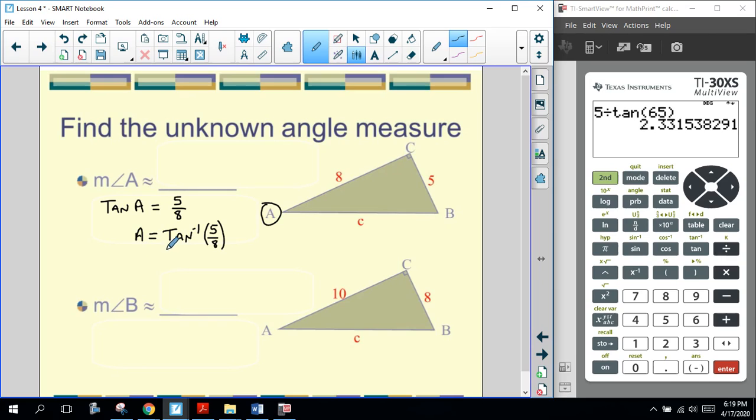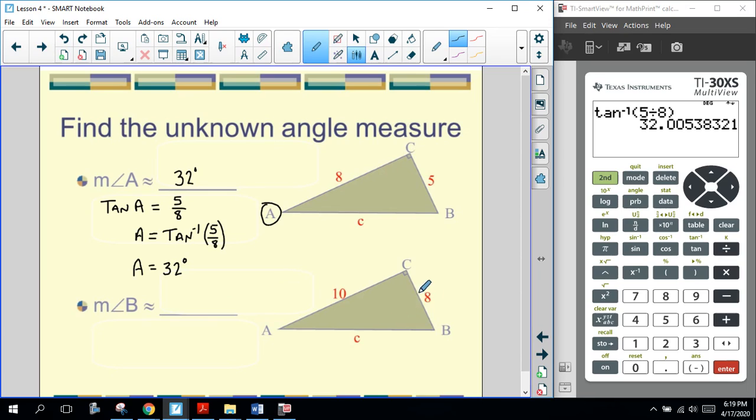So, all right, I'm going to go into my calculator and plug in the tan inverse. And you say, well, how do I get the tan inverse? Well, that's simply the second function key and then the tangent button. Okay, so now it says tan inverse of 5 divided by 8. I'm going to close the parenthesis and hit enter. And when I'm done, I've got an answer of 32, or at least approximately 32 degrees. So rounded off, the measure of A is 32 degrees.